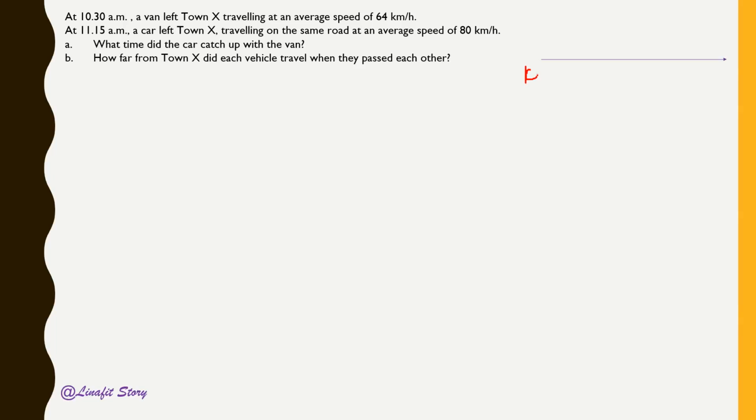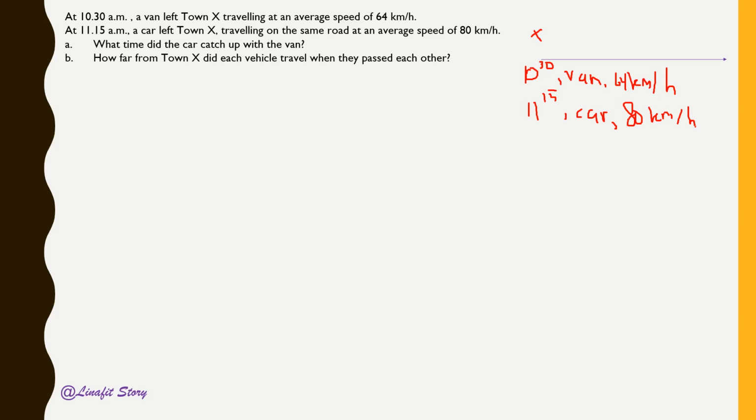At 10:30 a.m., a van left town X, traveling at an average speed of 64 km per hour. And then at 11:15, a car left town X, traveling on the same route at an average speed of 80 km per hour. Question A. At what time did the car catch up with the van? And then B. How far from town X did each vehicle travel when they passed each other?